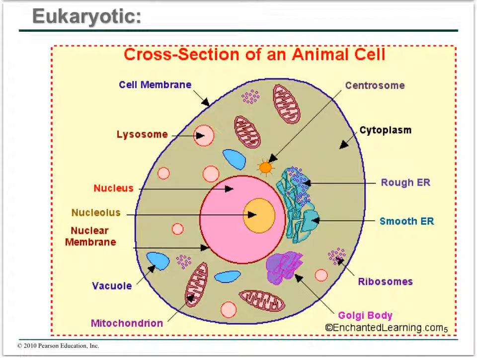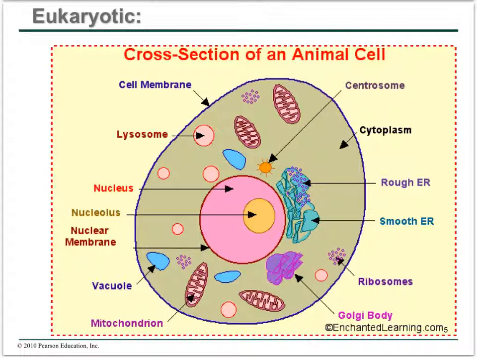Now this is a picture of a eukaryotic cell. This is what we are, an animal cell, and it's a generic picture of an animal cell. It's got all the organelles. Organelles are many organs that work inside the cell so that the cell can do its job.